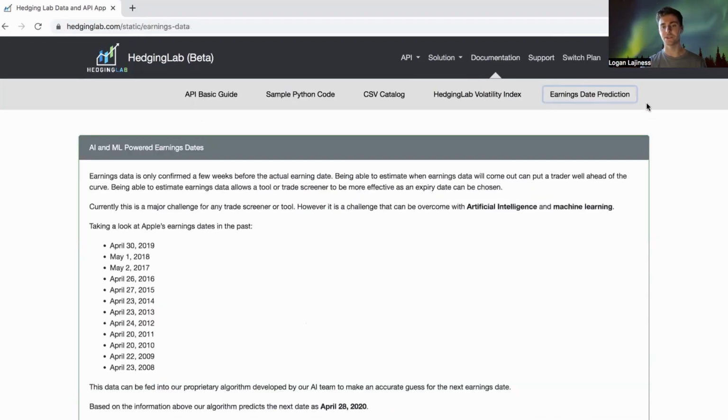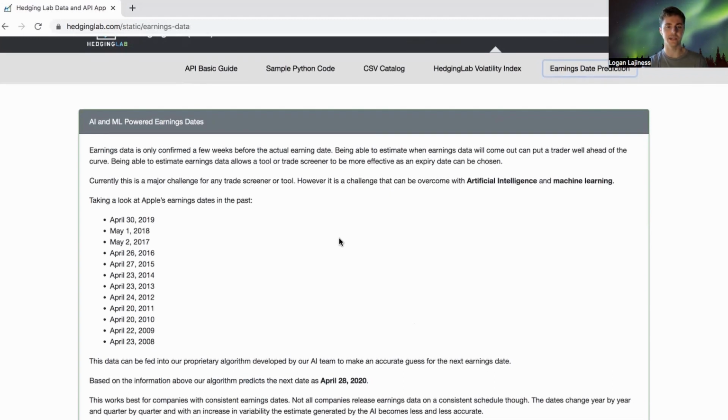They have the earnings date prediction over here as well I wanted to touch on, which is earnings data is only confirmed a few weeks before the actual earnings date. Being able to estimate when earnings data will come out can put a trader well ahead of the curve. Being able to estimate earnings data allows a tool or trade screener to be more effective as an expiry date can be chosen. Currently, this is a major challenge for any trade scanner or tool. However, it is a challenge that can be overcome with AI and machine learning.